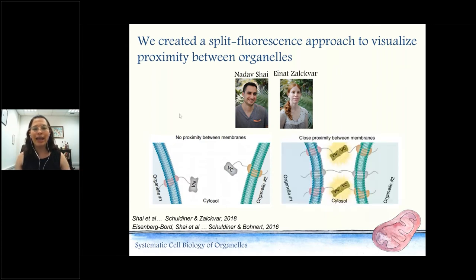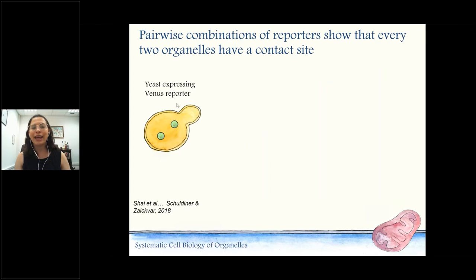Now, only in areas of close proximity between the two membranes, as is happening in the contact, the full Venus protein would form and we will get the fluorescent signal. So that is a way to mark specifically these proximities between the organelles. And we call the yeast strain that has both the VC and the VN in it the reporter strain for its ability to report on the contact site.